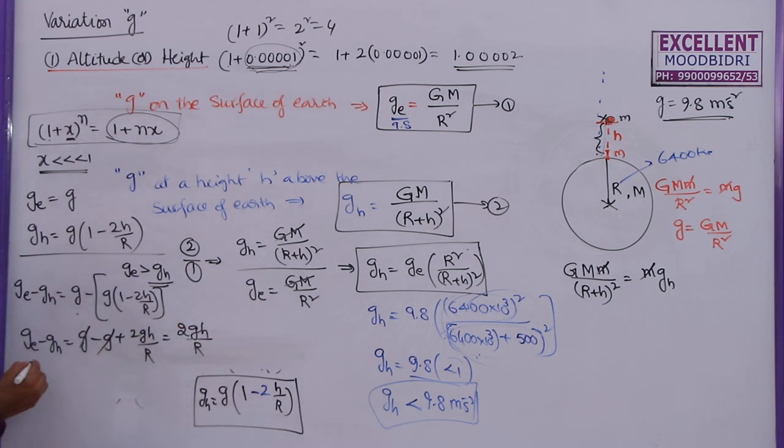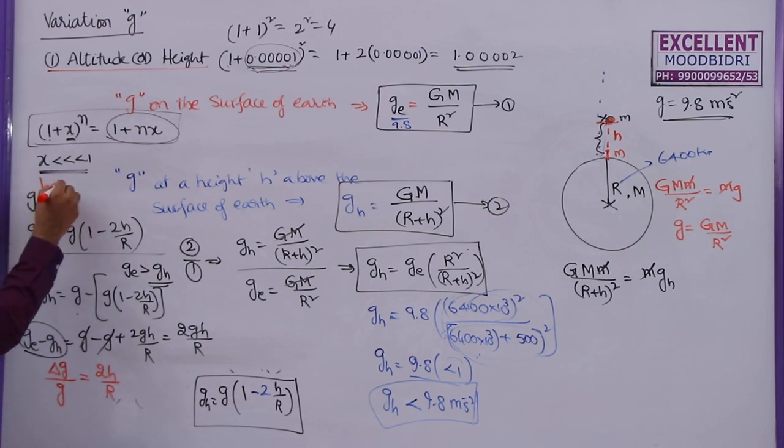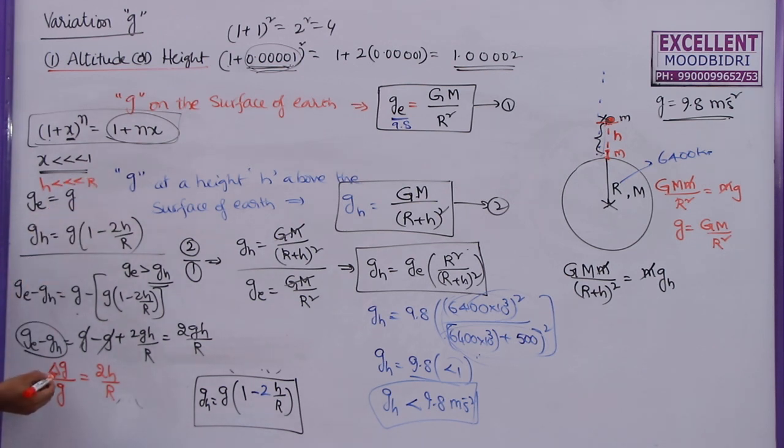You bring this g here. This is the change in g value, which you can write as delta g by g, and when you bring this g here, this will become 2h by r. Remember student, this is only if h is much lesser than r. So this is called change in small g by original value. This is called fractional change in small g, which is equal to 2 times the height of the body above the surface of earth by the radius of earth. So this is called fractional change in small g.